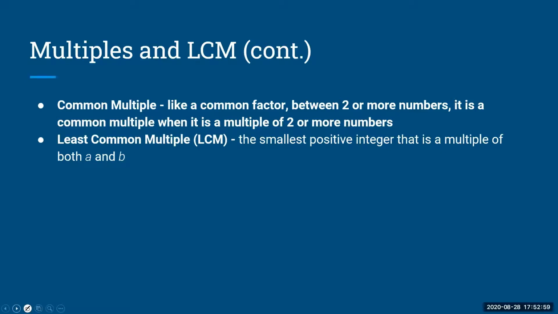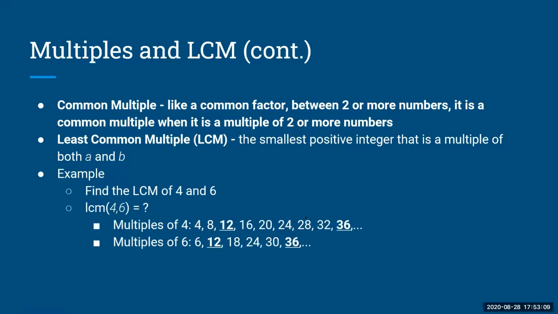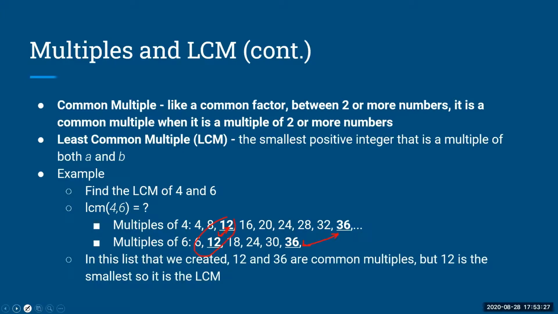So the least common multiple is the smallest positive integer that's a multiple of both A and B, where A is one number and B is the other number. For example, the LCM of 4 and 6. The multiples of 4 are 4, 8, 12, 16, and so on. And multiples of 6 are 6, 12, 18, 24, 30, 36. They both share 36 and 12 as common multiples, but the least is 12. So the LCM of 4 and 6 is 12.